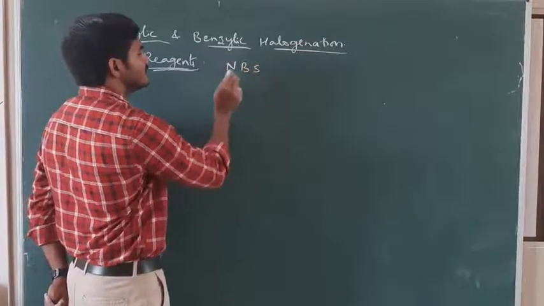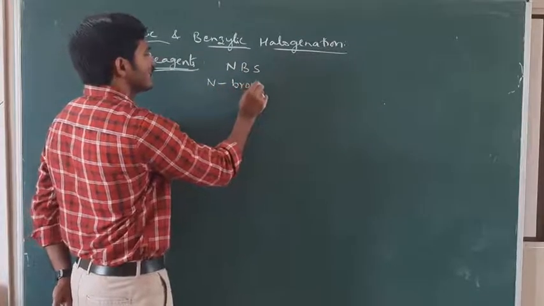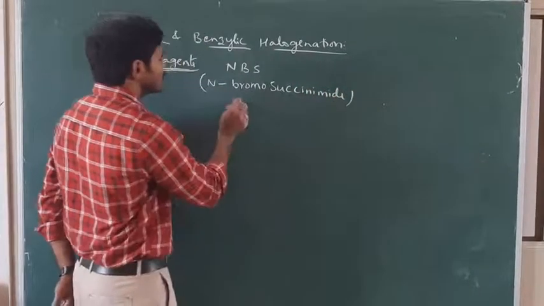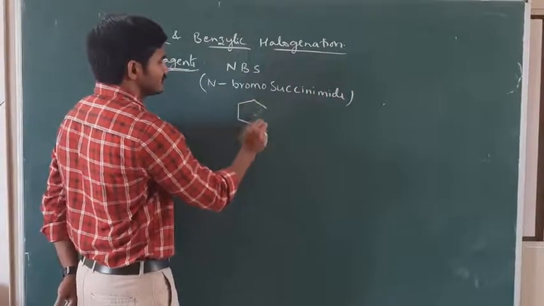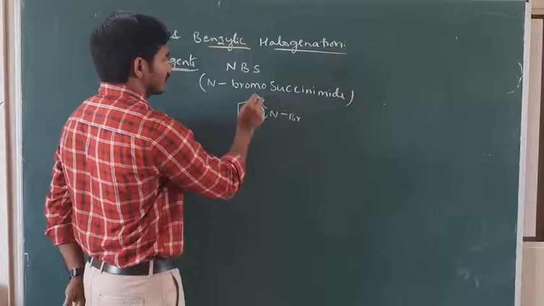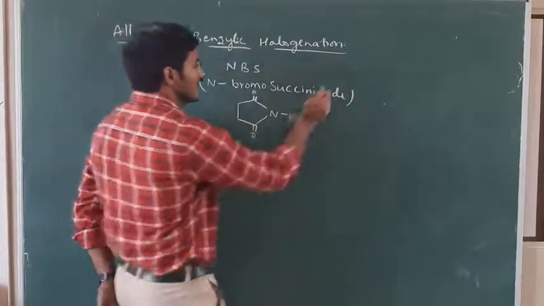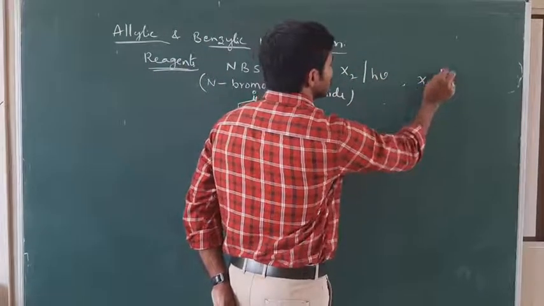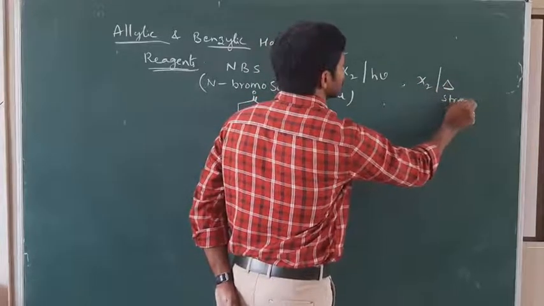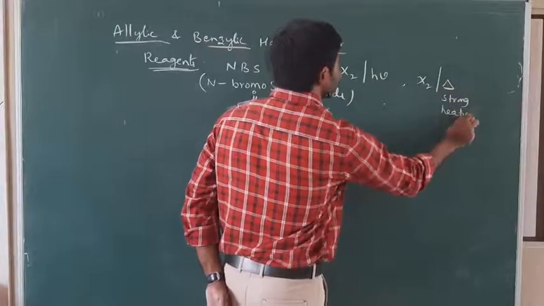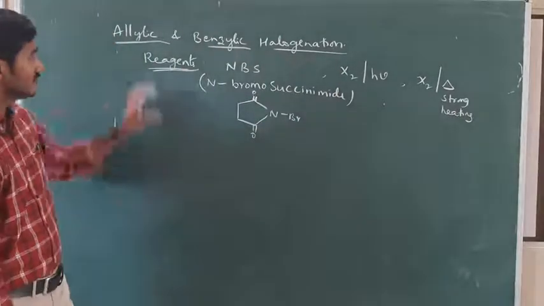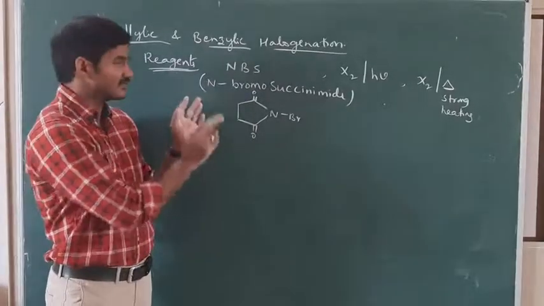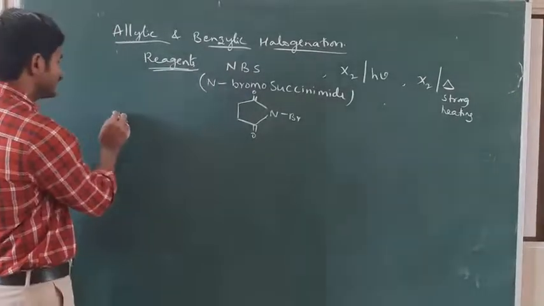First very important reagent is NBS. NBS full form is N-bromosuccinimide. The structure is this. And next one is halogen with light, or halogen at strong heat. These three conditions are important, which are involved in allylic and benzylic halogenation. Writing the product is very easy, but we have to remember the reagents. Let us see some examples here.